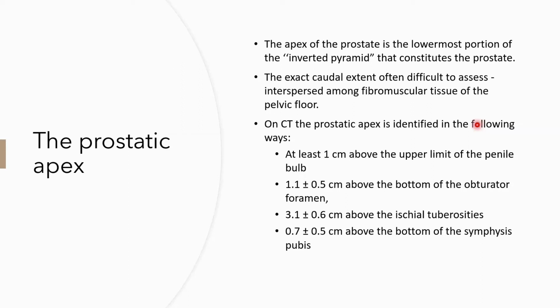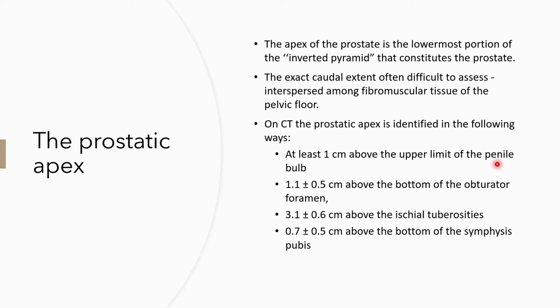So it is interspersed amongst the fibromuscular tissue of the pelvic floor. Now, several studies have been done which have looked at how the prostatic apex is related to other more easily identifiable structures. The most commonly used structure to assess where the apex of the prostate gland is, is the penile bulb. So if we can identify the penile bulb properly, and we are coming to that in the next slide, we can get a pretty good idea as to where the prostatic apex is.